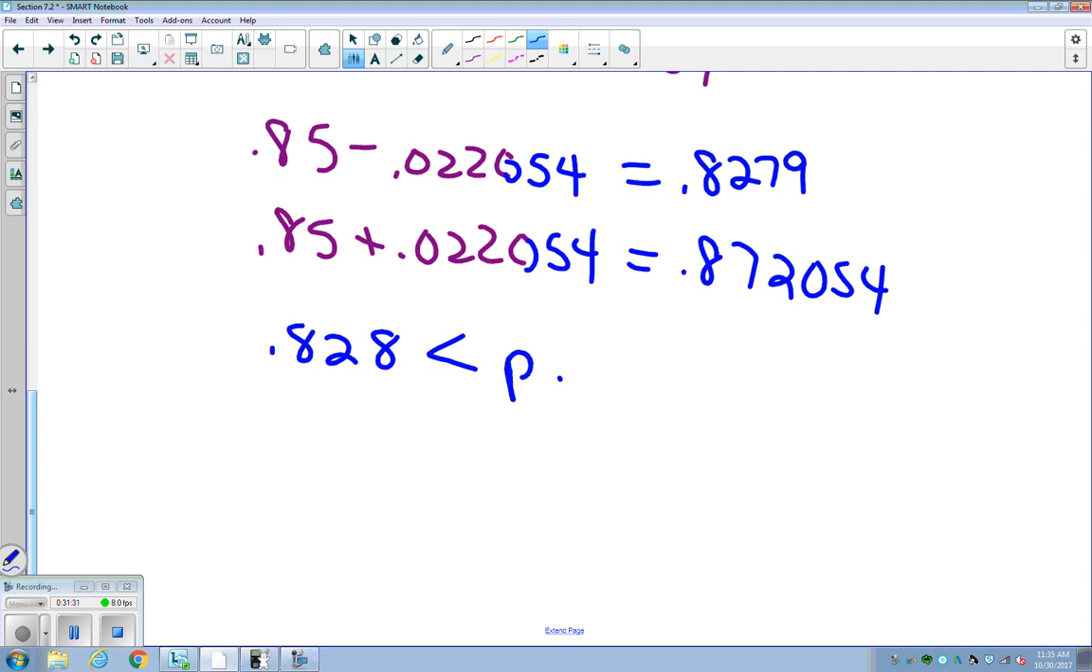And I'm going to say it's my population proportion, P, not P hat, because I know what P hat is. And 0.872. So my confidence interval is 0.828 is less than P, which is less than 0.872.